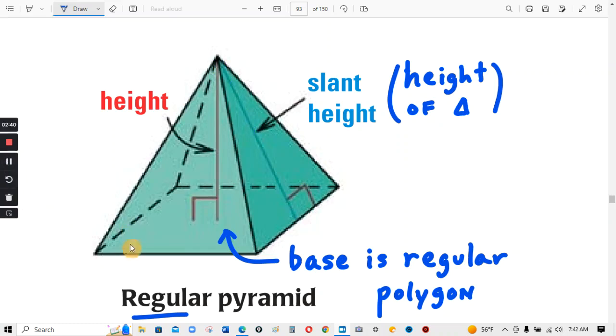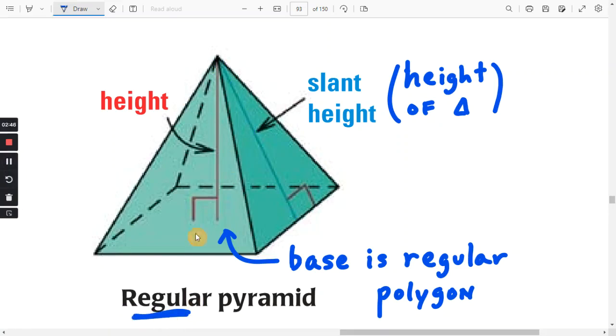Also, it was said that these triangles are isosceles triangles for a regular pyramid. Okay, so two sides of the triangles are congruent, and actually going all around the pyramid, all these triangles are congruent.